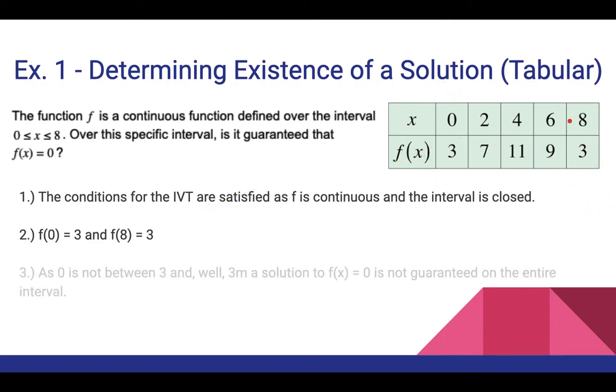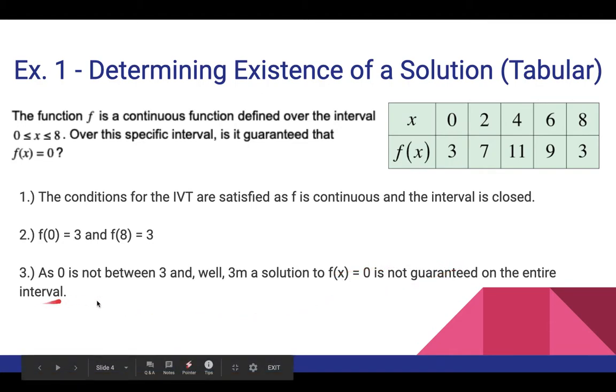So now we move to our third step. What we can see is that our y value of interest, 0, is not between 3 and, well, 3, and I don't know why that m is there. So a solution to f of x equals 0 is not guaranteed on the entire interval. We can't guarantee a solution to f of x equals 0 in this entire interval. It could be possible, but it's not guaranteed because it does not lie between f of 0 and f of 8.